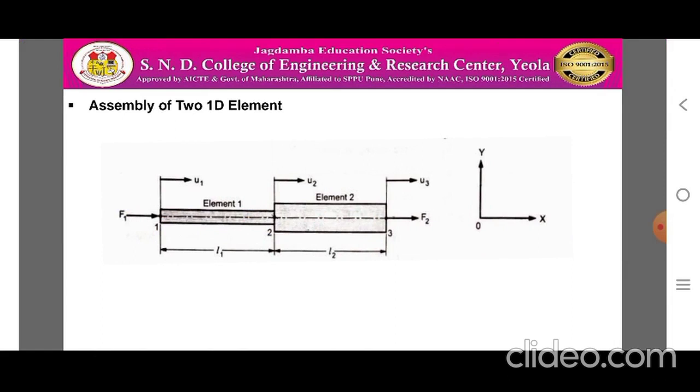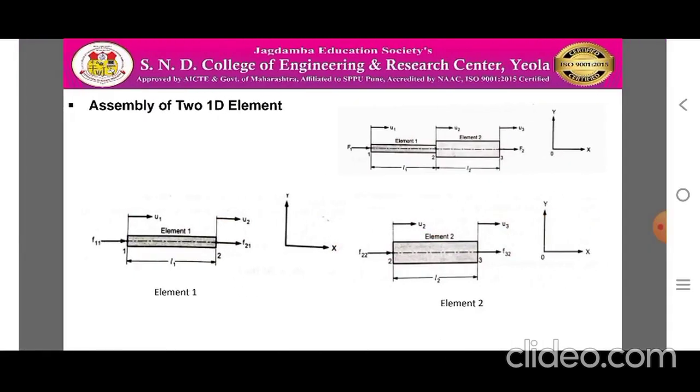Now, we will study the assembly of two one-dimensional elements. The figure shows two elements connected at node 2 in one dimension. Force F1 is acting at node 1, while the force F2 is acting at node 3. U1, U2 and U3 are the deformations at node 1, 2 and 3 respectively. While the length of element 1 is L1 and length of element 2 is L2.